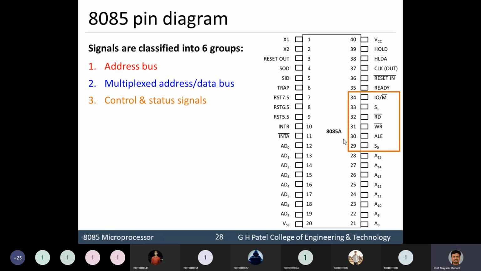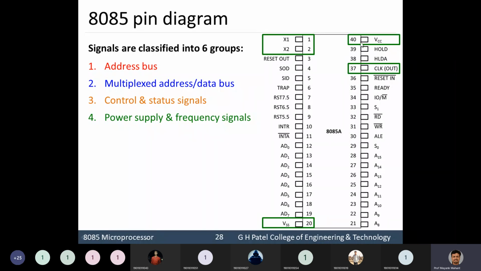The third is the control signals. Control signals consist of IO/M, meaning IO and memory, and S0, S1, which indicate the status. Then read and write, whether we want a read operation or a write operation. And as I already talked about ALE, address latch enable: if ALE is equal to 1, these pins act as the lower order address lines. If ALE is equal to 0, whatever is available on these lines is considered data. So these are the control and status signals.